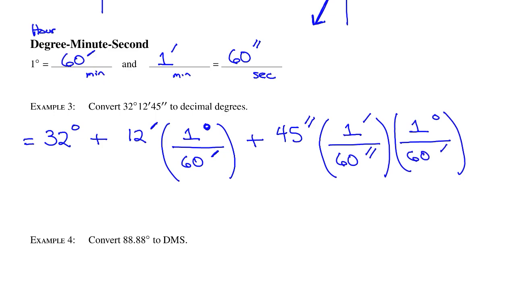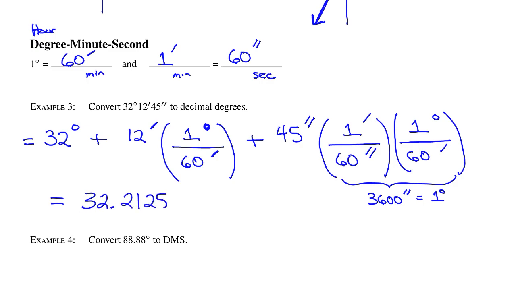And if you want to skip this part where you split it up, then you can just realize that 3,600 seconds is equal to 1 degree. Well, you type this into the calculator, work it out, and you get 32.2125 degrees.